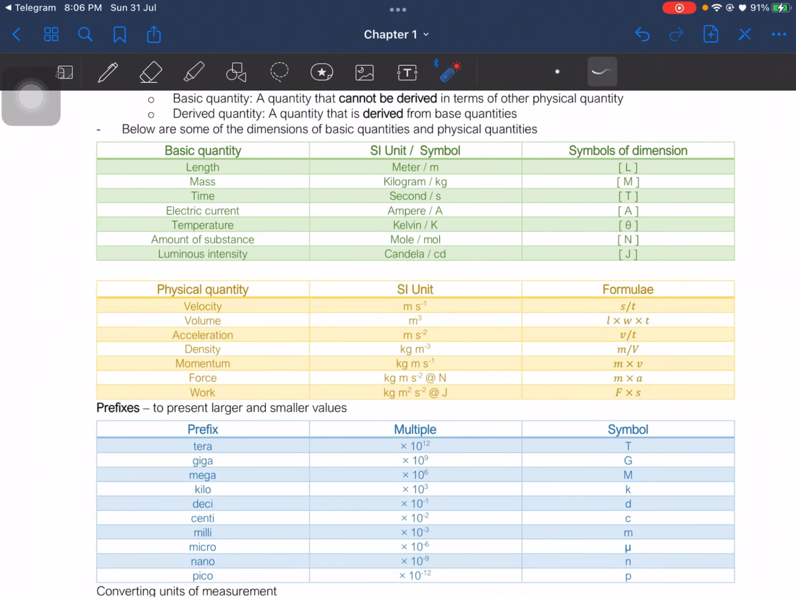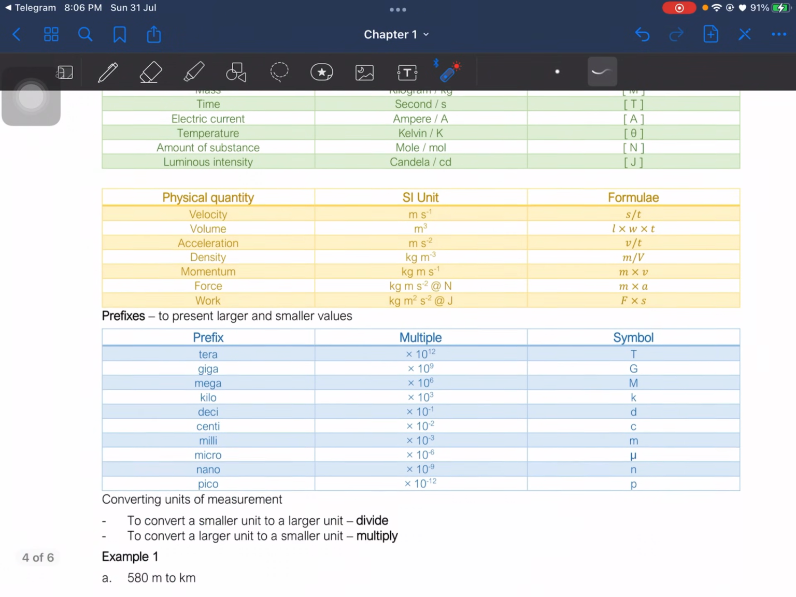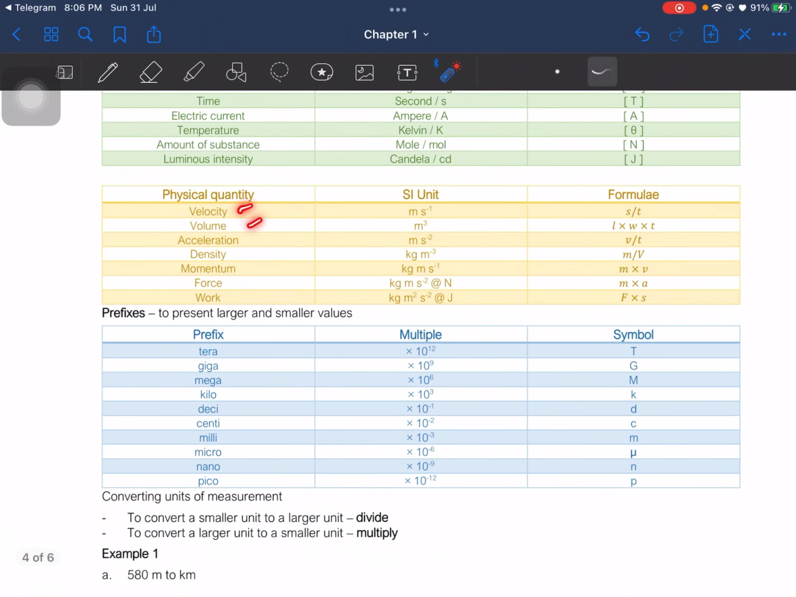Remember, for our syllabus we are only going to be focusing on these 3 here: length, mass, and time. And then for physical quantities: velocity, volume, acceleration, density, momentum, force, and work are some of the physical quantities, and this formula here is important for us to do dimensional analysis. If you do not know the formula, you won't be able to do the dimensional analysis.